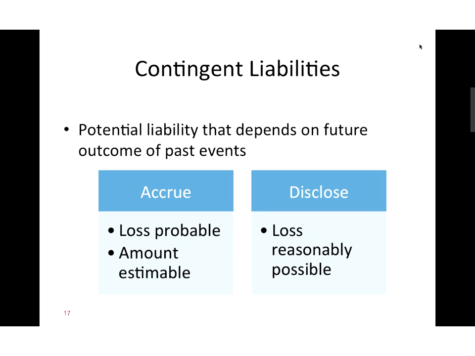Okay, now, what we do with a contingent liability depends on what the attorneys tell us in terms of the outcome, if this is a lawsuit. If the loss is probable, and we can estimate the amount, then we would accrue it, meaning we would put a liability on our financial statements.